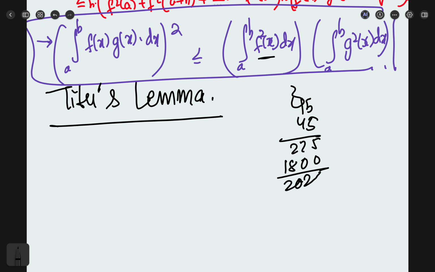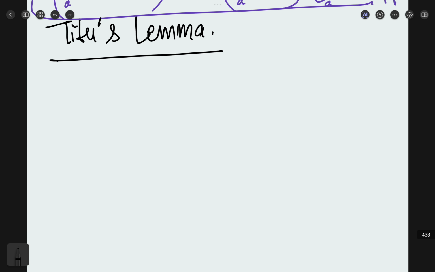Yeah, so 2025 is the square of 45. So yeah, make sure of that as well. These things are pretty, they help in the exam. Okay, whatever. Let's move forward.